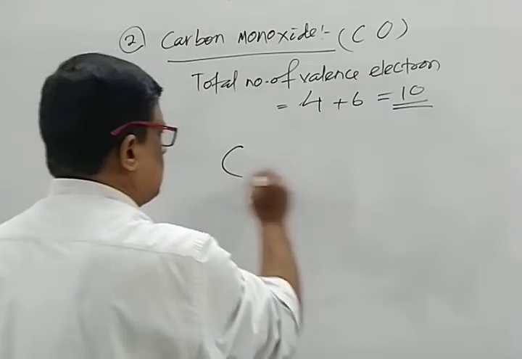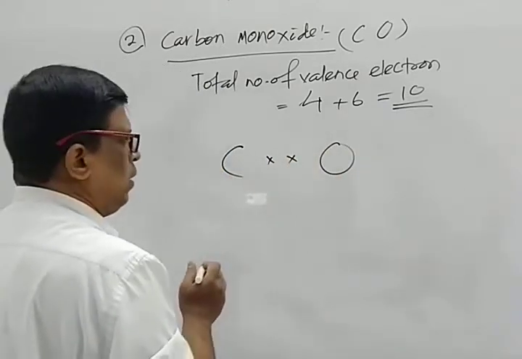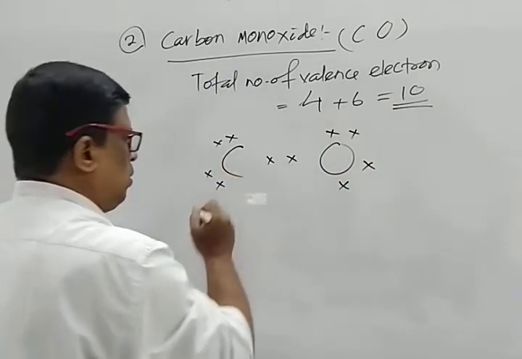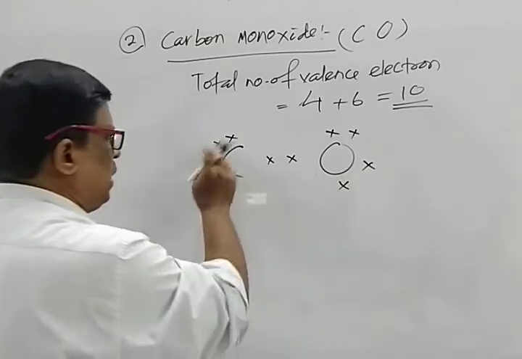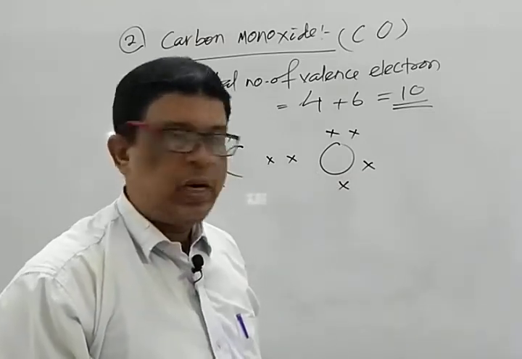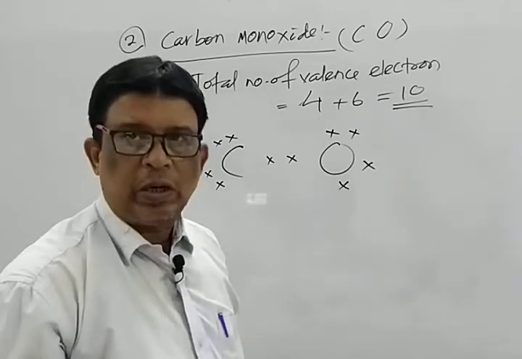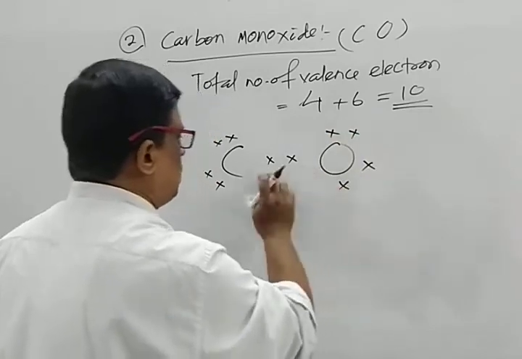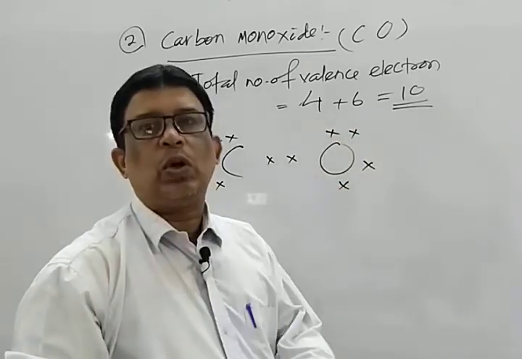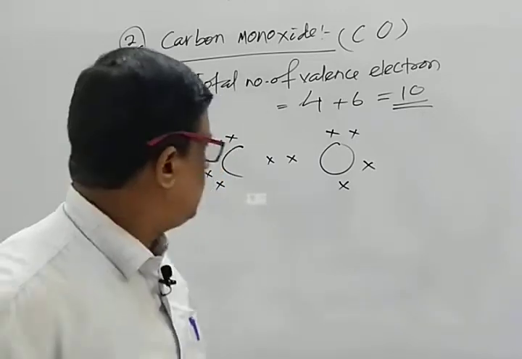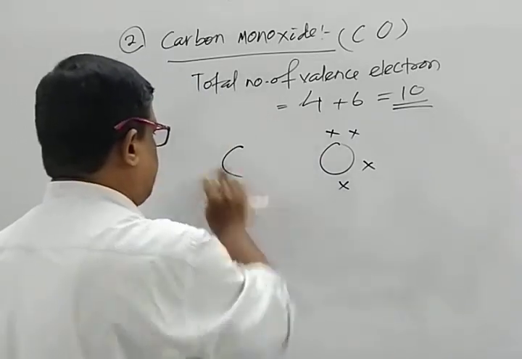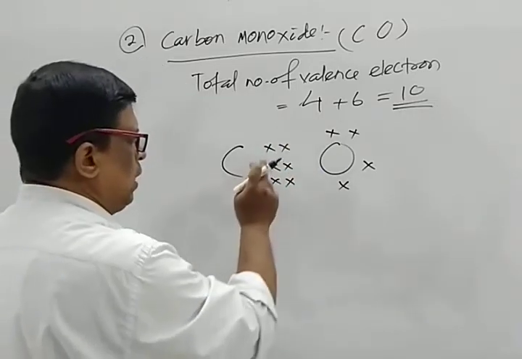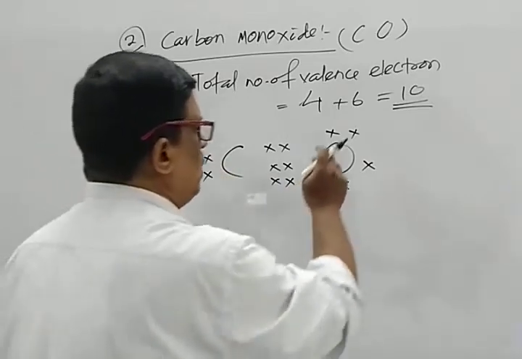Next we represent CO, with at least 1 pair between the atoms. Mark that. Counting 1 through 10, this is the arrangement. So let us verify whether the octet is satisfied or not. Counting 1, 2, 3, 4, 5, 6, the octet is not satisfied. So we go through multiple bonding.